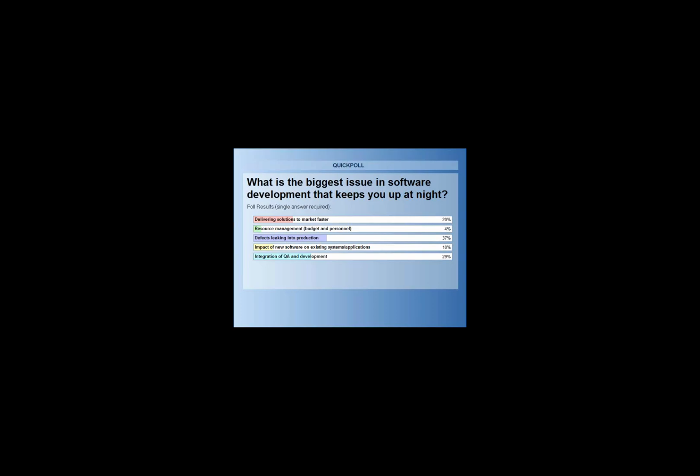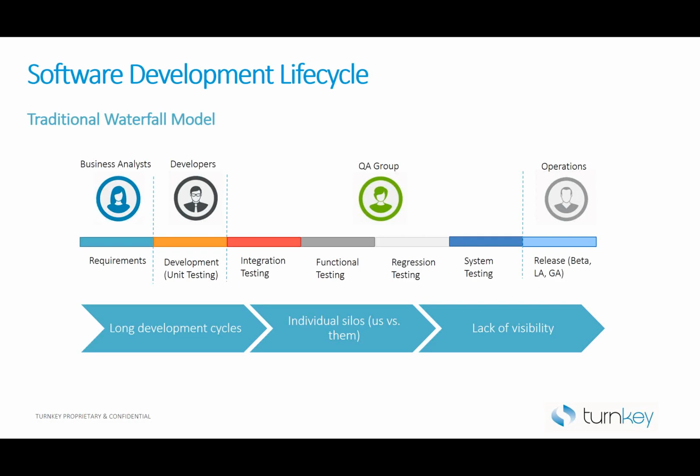Okay, so looking at the results right now, 37% selected defects leaking into production as our largest category. Next to that is 29% for integration of QA and development. And the third, with 20%, is delivering solutions to market faster. So those are our results. Not a big surprise here with defects leaking into production as one of the most important things. So we definitely address that and cover that in our future slides here.